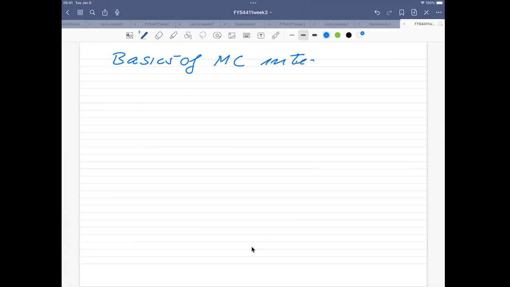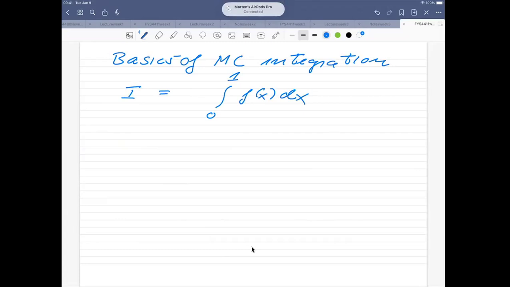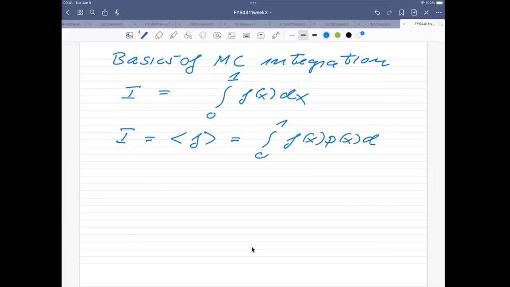So this is stochastic integration, and we're just going to start with the simplest possible case, where we have an integral defined from 0 to 1 of the function f of x dx, which we want to evaluate. Now, from one of the fundamental theorems of calculus, this integral is also the average value of the function, which is given by the integral of f of x p of x dx.